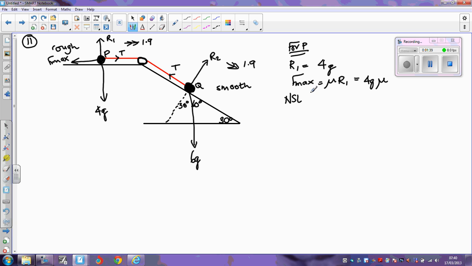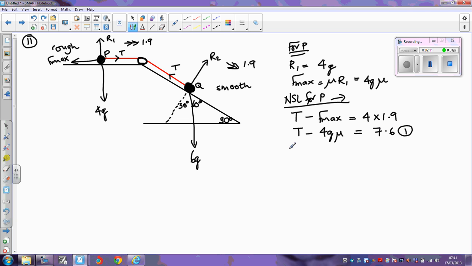So let's have a look at Newton's second law for P, and obviously that's going to be to the right because that's the direction that P is accelerating in. So the forces acting on P: to the right we've got the tension. Against that we've got F max, and that must equal the mass of P, that's 4, multiplied by its acceleration, which we're told is 1.9. So T minus 4G mu must equal 4 times 1.9, which is 7.6. I can't do anything else with that, I'm just going to leave that as number 1.